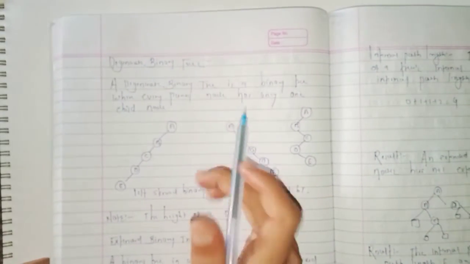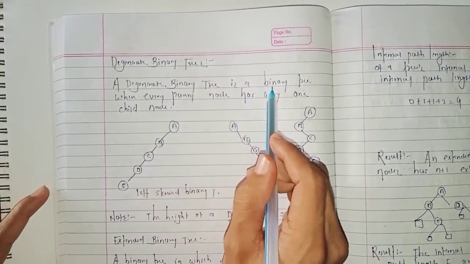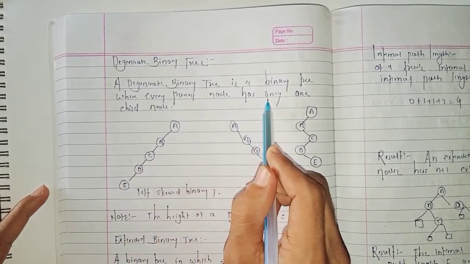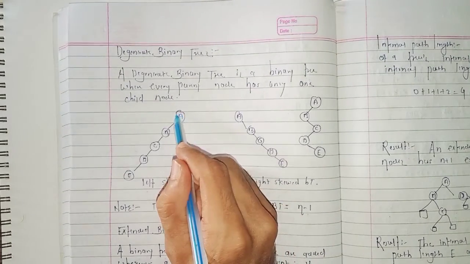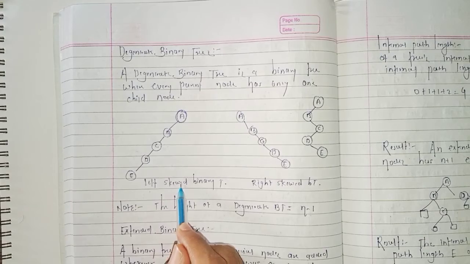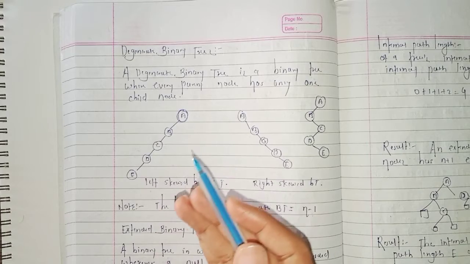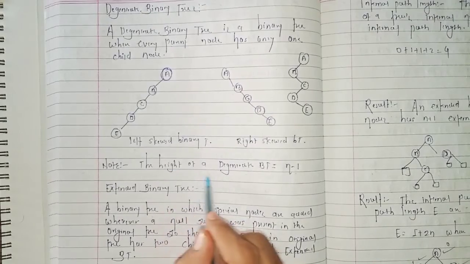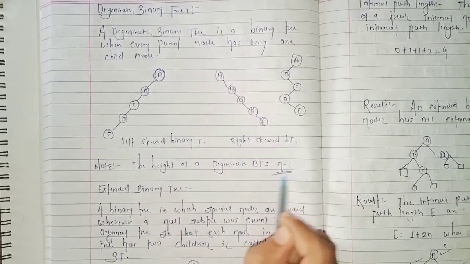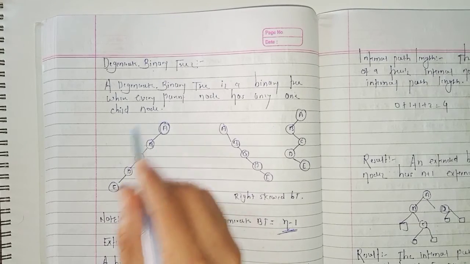Now the degenerated binary tree. A degenerated binary tree is a binary tree where every parent node has only one child node. In this diagram, this is the left binary tree and this is the right binary tree. It simply means that each parent will contain only a single node. The height of the degenerated binary tree is nothing but n minus 1. So the degenerated binary tree has the maximum height and the minimum number of nodes.